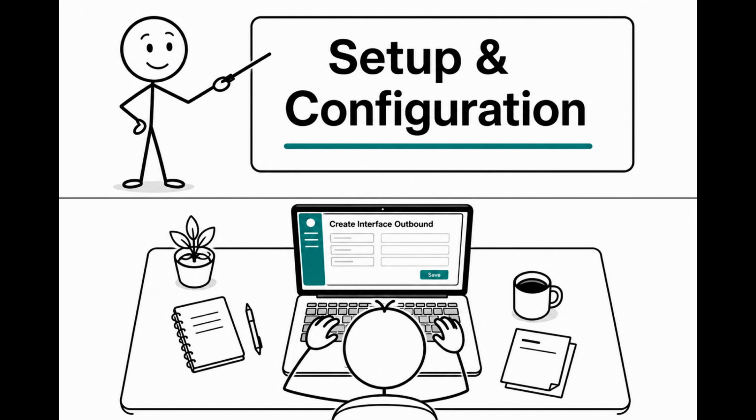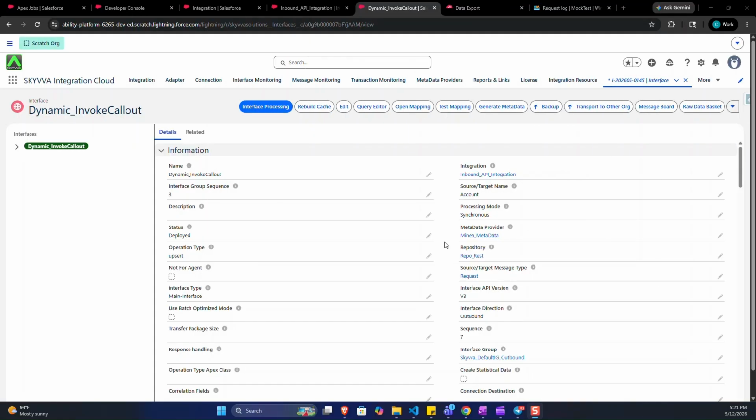Now, let's start with setup and configuration. Navigate to the interface details. In the interface, use the source name that contains the account object. Link it with a message type. Set the outbound direction. Now, click on the Open Mapping button.